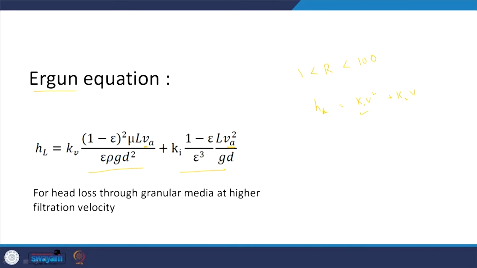Yes, when you see something like this, it is for the case when you have relatively faster velocities at play, and thus it is not laminar conditions, but maybe transition flow. If not transition, just about reaching transition, again Forchheimer's flow, the head loss is this. That is why you have two terms, one with V and one with V squared. Again, as can be seen, this is for head loss through granular media at higher filtration velocity, with respect to the Forchheimer's flow that we talked about earlier. This is the Ergun equation.